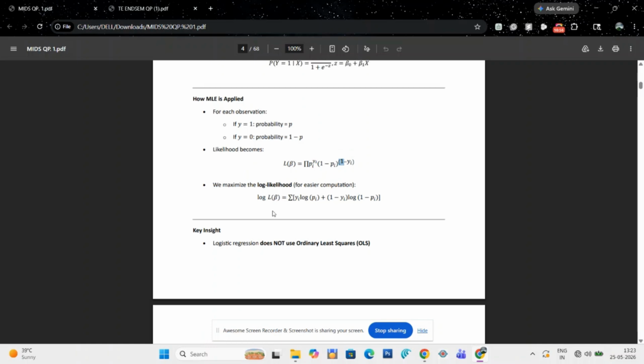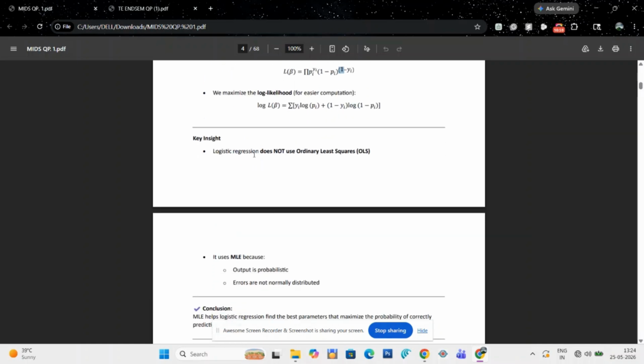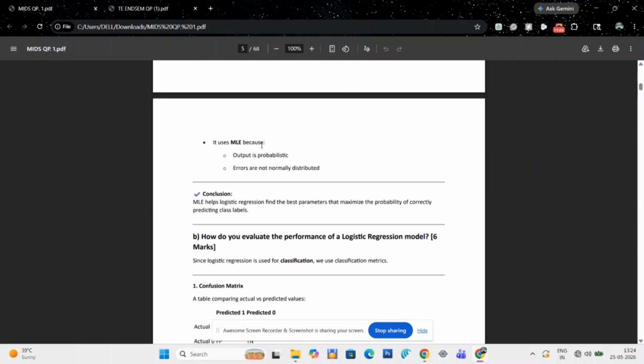So that's why the key insight is that logistic regression does not use ordinary least squares, OLS, and it uses MLE because the output is probabilistic and errors are not normally distributed. The conclusion is MLE helps logistic regression find the best parameters that maximize the probability of correctly predicting class labels.